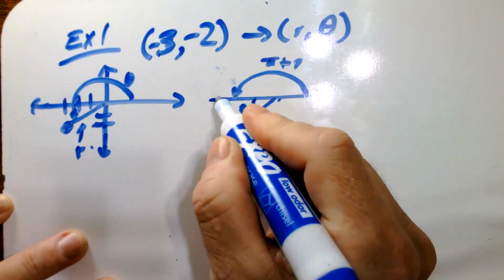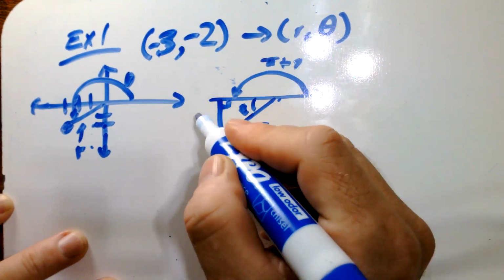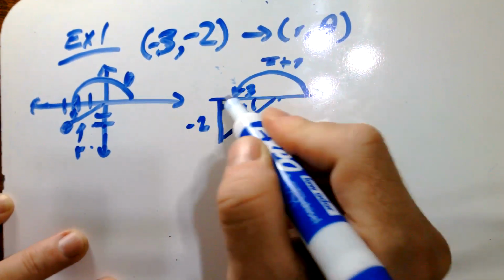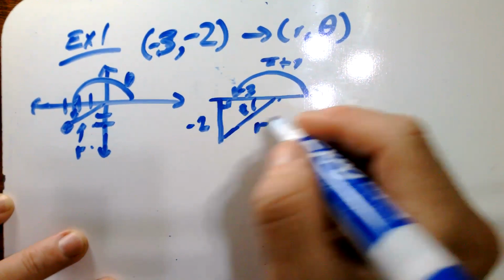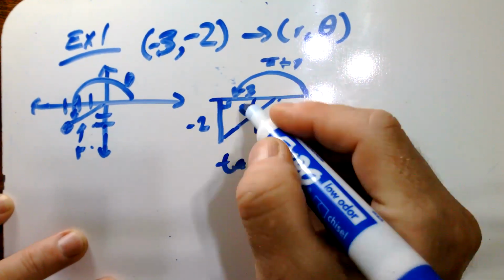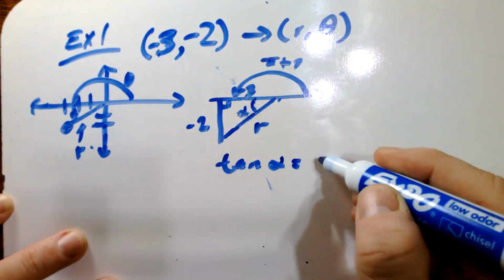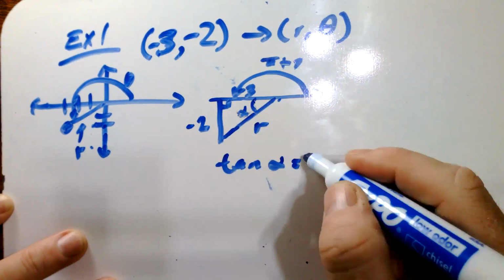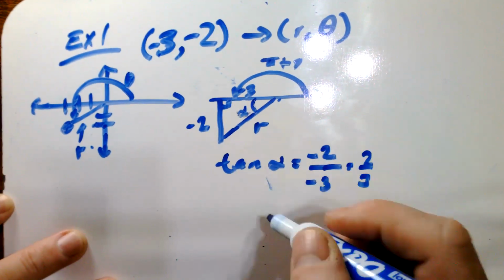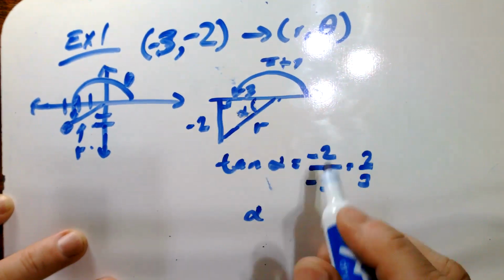Well, this forms a right triangle, and we know the absolute value of this y coordinate is 2, and the absolute value of the x distance is 3. So I know that tangent of that angle, I don't want to call it theta because that would be confusing. We'll call it alpha, I guess. Alpha is going to equal y over x, which is -2 over -3, which gives me a positive 2/3. If you plug this in and solve for alpha, alpha is going to be the arctangent of 2/3.